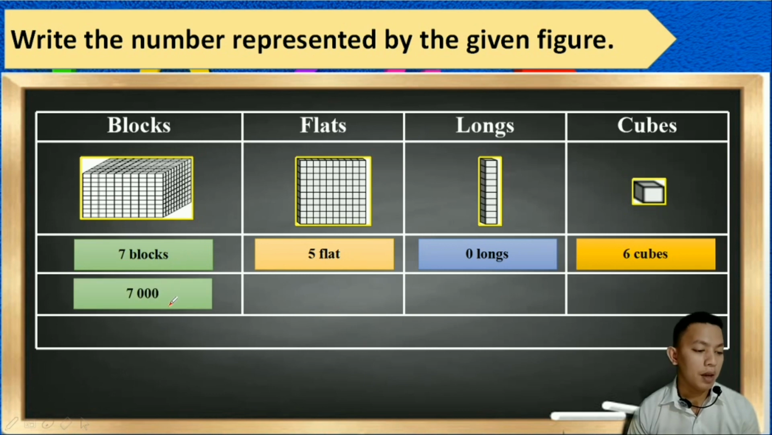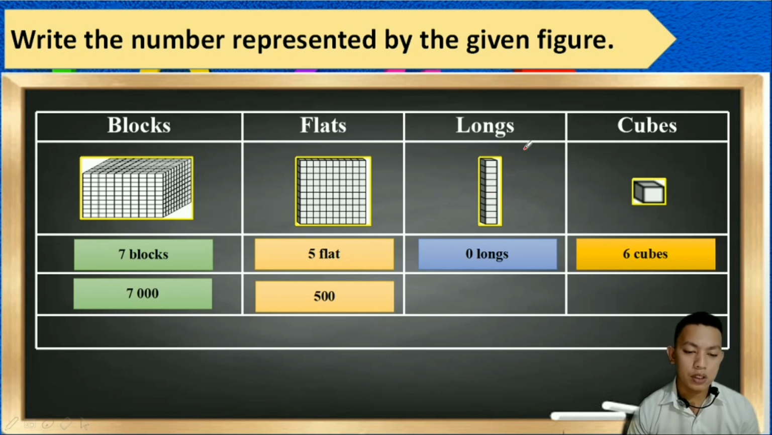Correct. We have 7,000 because the equivalent value of 1 block is equal to 1,000. So we have 7 blocks, so is equal to 7,000. How about flat? 5 flats. What is the equivalent value of 1 flat? Very good. We have 100. So 5 flats is equal to 500. Very good. So we have 5 flats is equal to 500.